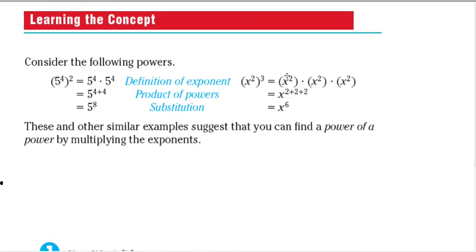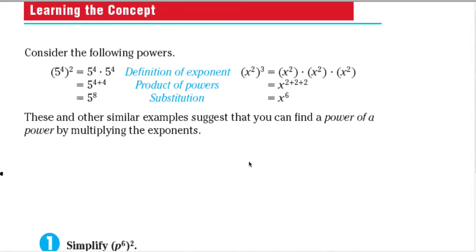Now let's take a look at the other side. When you have x to the second power raised to the third power, you are using x squared as a factor 3 times, just like you use 5 to the fourth power as a factor 2 times. So this becomes x squared times x squared times x squared. Then going back to the rule of multiplication of exponents, when you add the exponents, 2 plus 2 plus 2 becomes x to the 6th power. These and other similar examples suggest that you can find a power of a power by multiplying exponents.